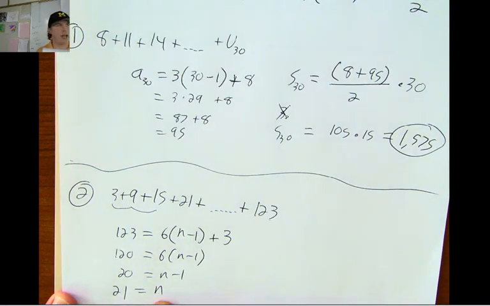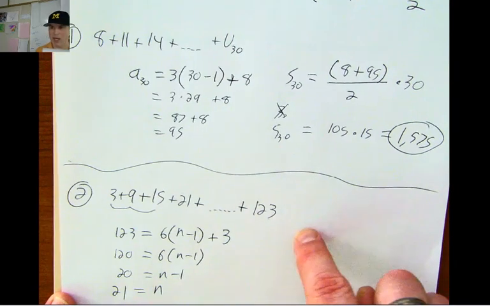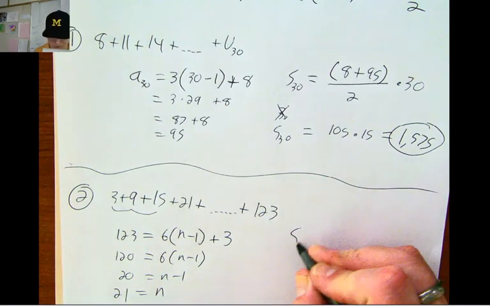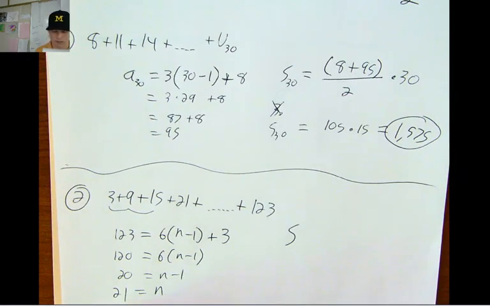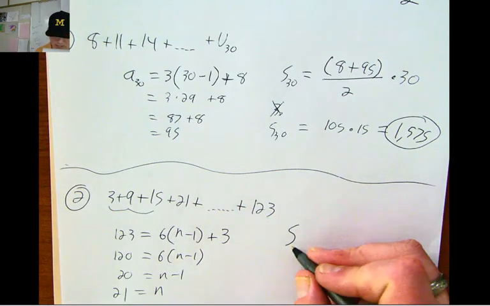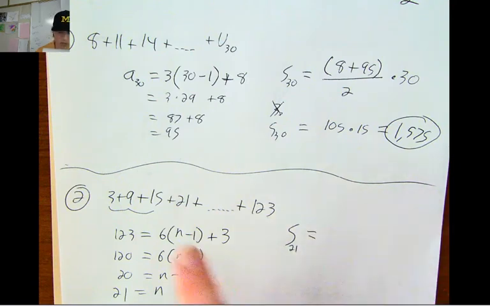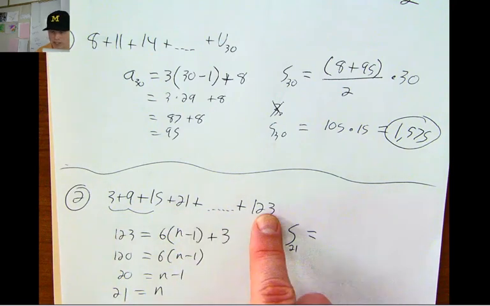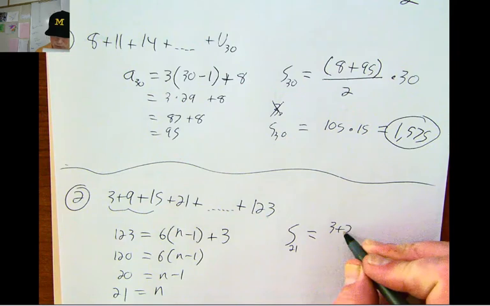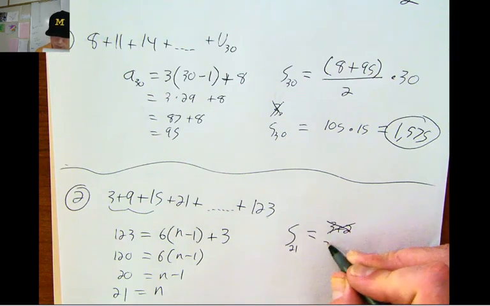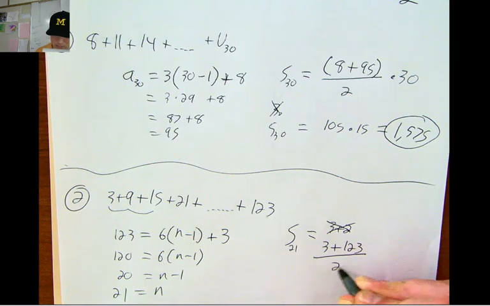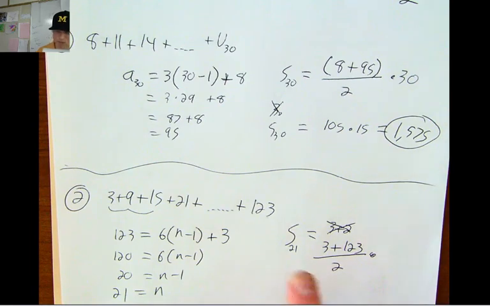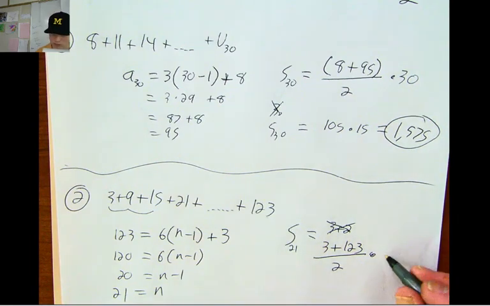And now that I know that n equals 21, I can go ahead and figure out what this sum adds up to. There are 21 terms here, from here to here, so this is S21 equals the first term plus the last term, 3 plus 123, all divided by 2, times the number of terms in the sequence, which are 21.